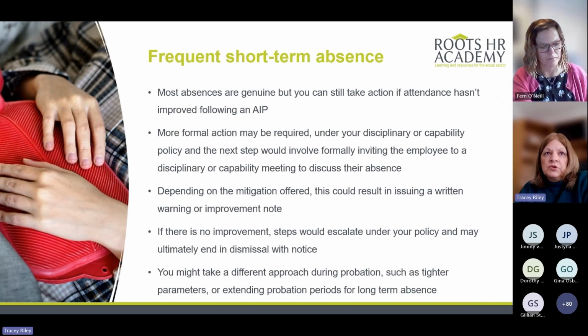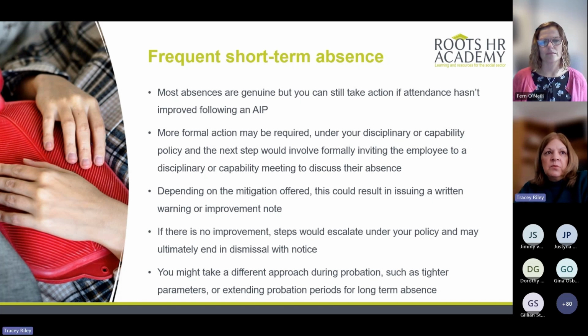Talking a little bit further about frequent short-term absence, as Fern said earlier, most absences are genuine, but it doesn't stop you from taking action if it hasn't improved following that improvement plan. So it's very important to follow any policy that you have in place. Now, some organisations might cover sickness absence under disciplinary procedures, or you might have a separate capability policy. Some organisations would go one step further and have a separate procedure within their sickness absence policy. Any of those are acceptable as long as it's clear to the individual employees which policy you're following.